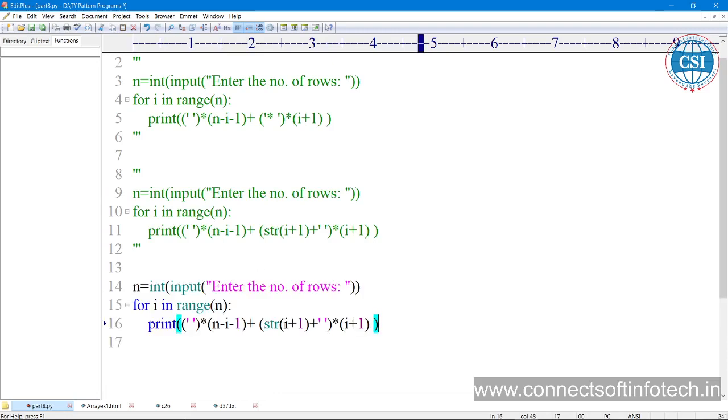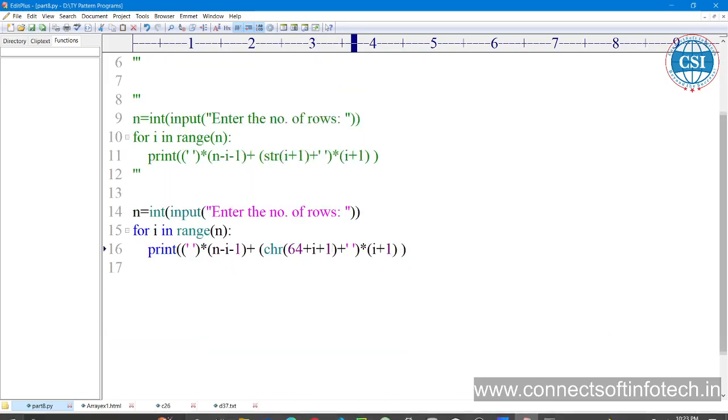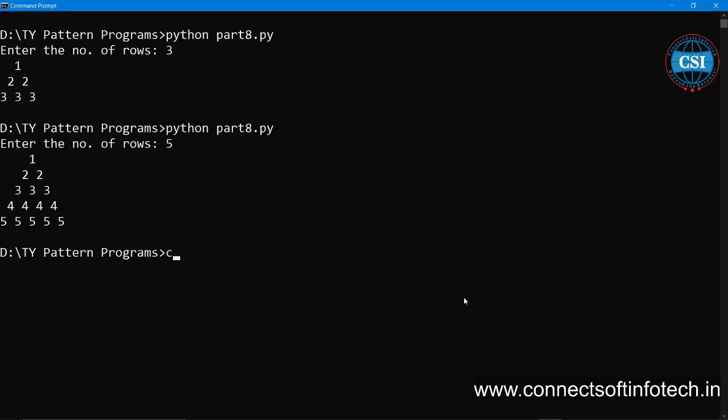So after entering the number of rows, instead of the str you have to take chr, and you can take 64 because of the ASCII code, plus i plus 1. That's it. So let us execute this code.